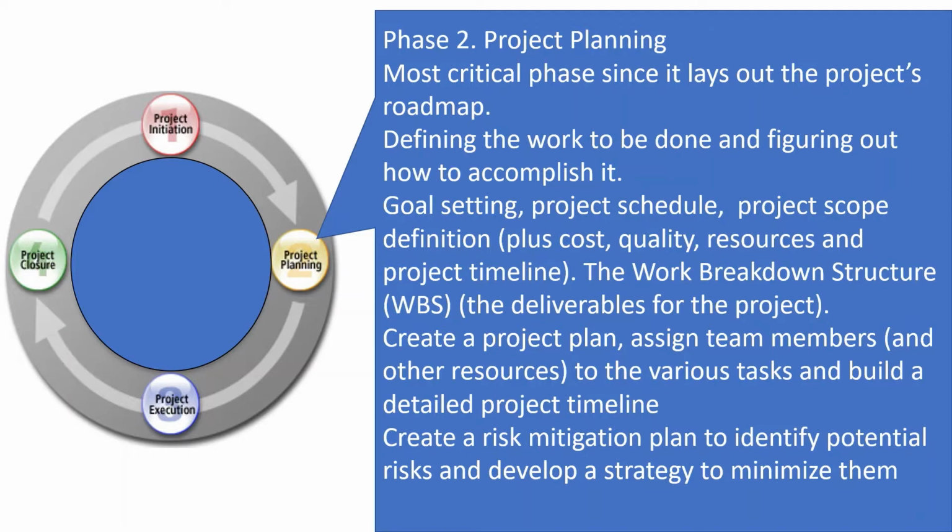Here, you create a project plan, assign team members and other resources to the various tasks, and build a detailed project timeline. Create a risk mitigation plan to identify potential risks and develop a strategy to minimize them. This is planning. You get the planning wrong, the project will go wrong. You get the planning right, the project will succeed. And that's why we're calling this the most critical phase of the cycle.